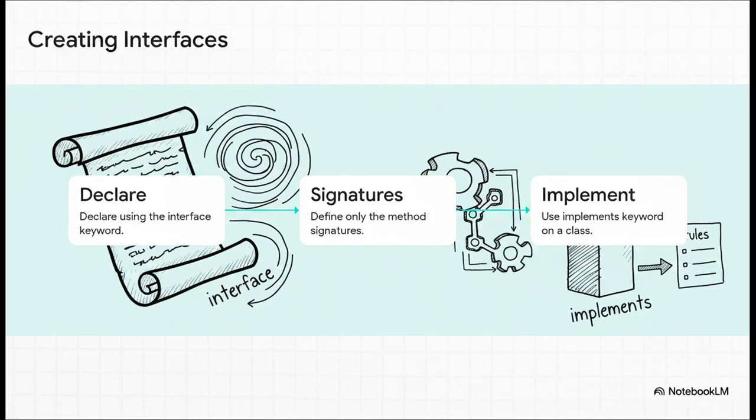Setting up one of these contracts takes 3 pretty simple steps in practice. First, you declare it using the interface keyword instead of class. Second, you define only the method signatures, so just the names, return types, and parameters, and you end it with a semicolon. No curly braces, no code. Finally, any class that wants to play by these rules uses the implements keyword. That guarantees it will provide the actual functional code for every single method listed in that interface.